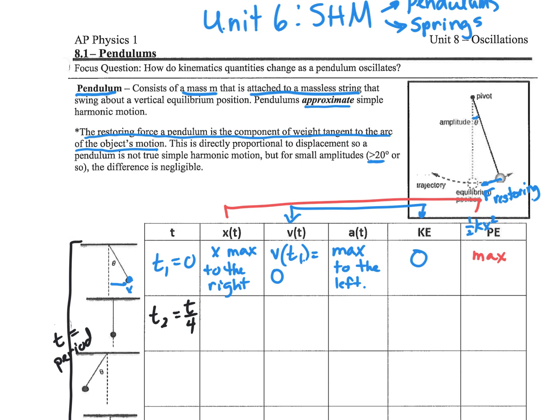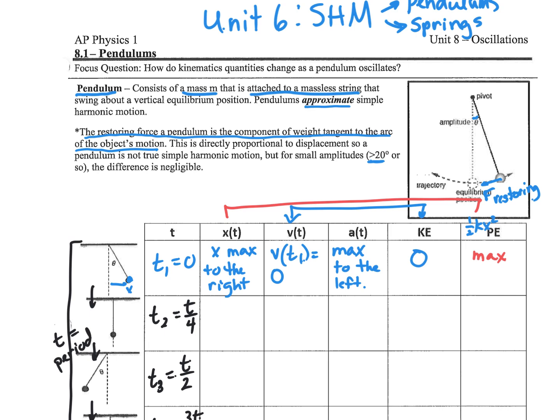Phase 1 is going from here to here. Phase 2 goes from here to here. Phase 3, and then phase 4. So you can see we've got 4 phases from start to bottom, to top, to bottom, back to start again. Down, up is 2. Down again is 3, and up again is 4. So this is T over 4. That means t sub 3 is going to be at the halfway point, t sub 4 is going to be at the 3/4, and t sub 5 is going to be the full period T.